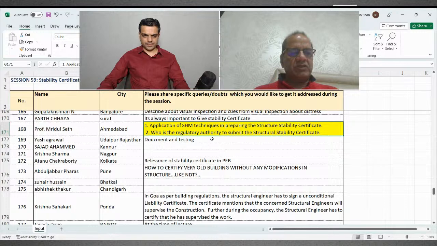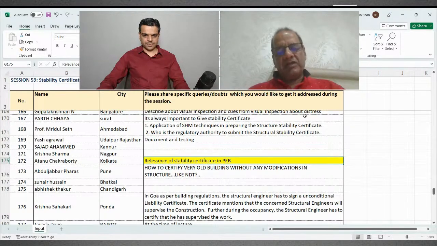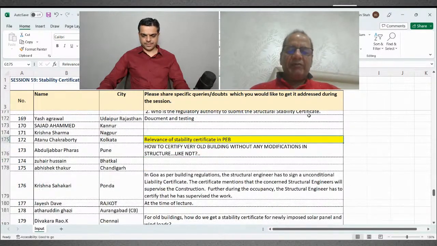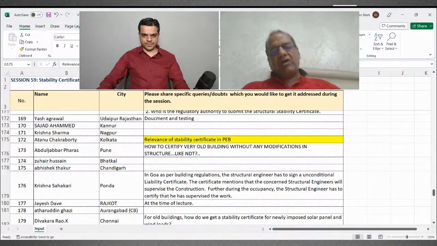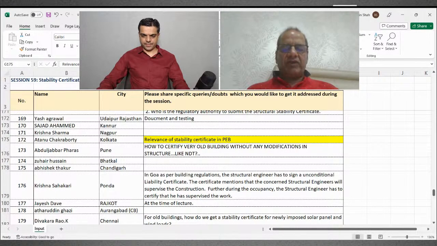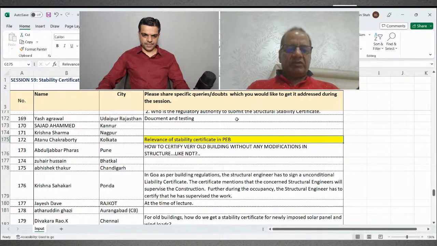Documents and testing. Yash Agrawal, Athanu Chakraborty: relevance of stability certificate in PEB. It is very much relevant, and it becomes more important when you are not designing as per the Indian code. So the structural stability certificate should be very carefully drafted for PEB buildings. Very carefully.